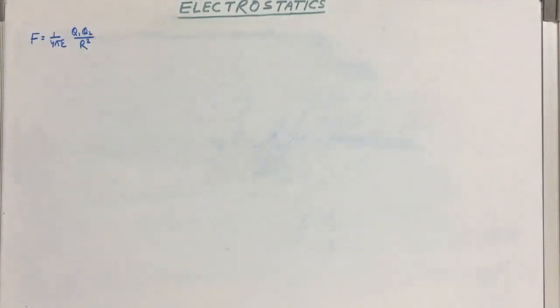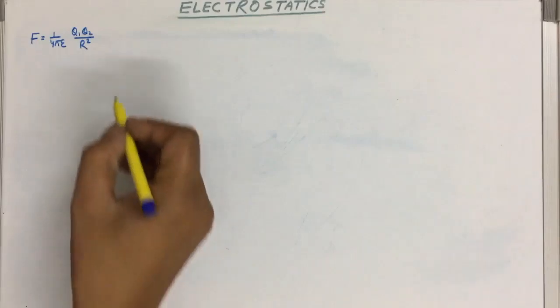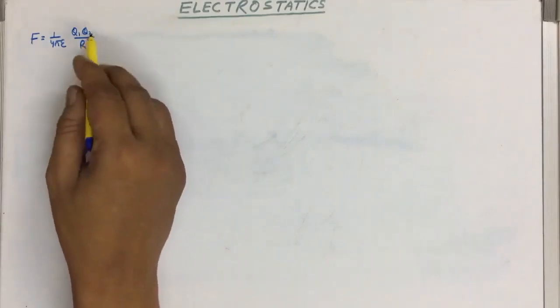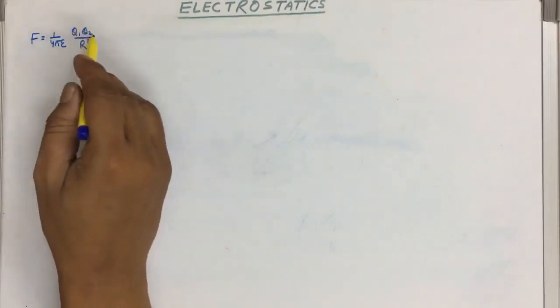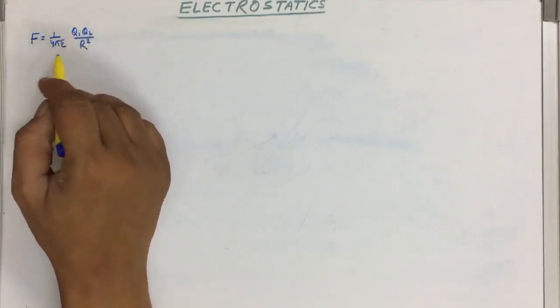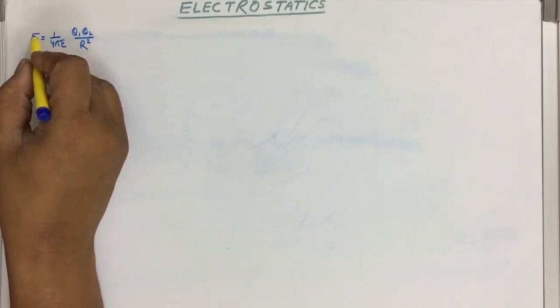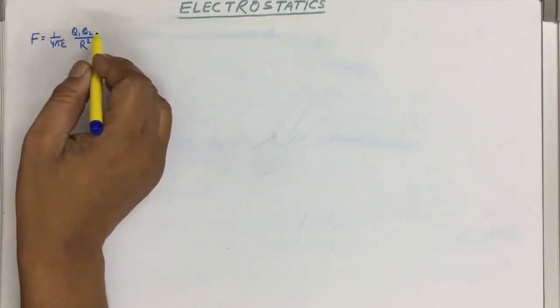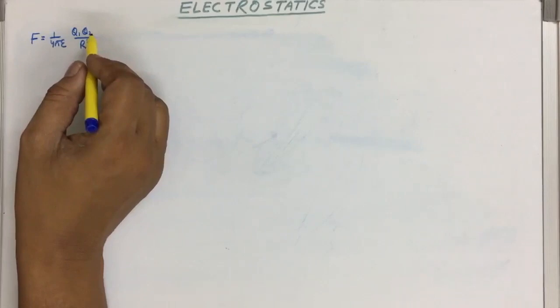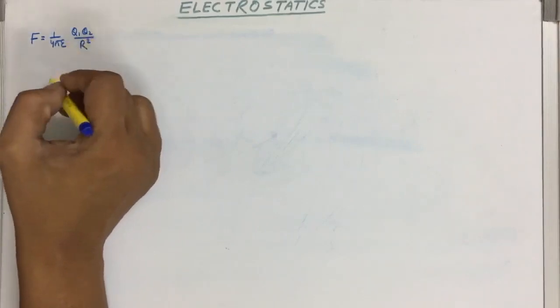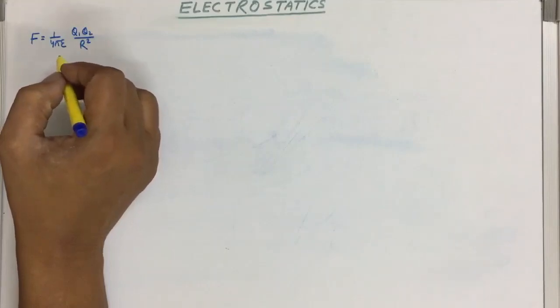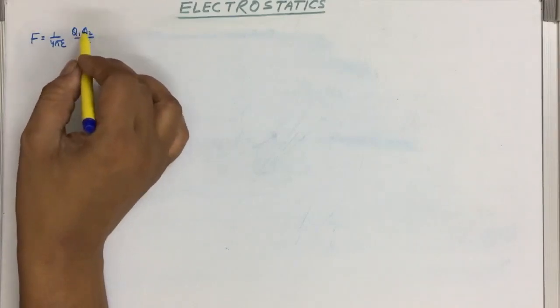For example, consider 2-point charges. Before that, let us see, this is not a vector quantity. However, we know that force is a vector quantity. So we have to consider the direction of the force acting. In the previous slide, we have seen that the force will always be along the line joining these two charges.